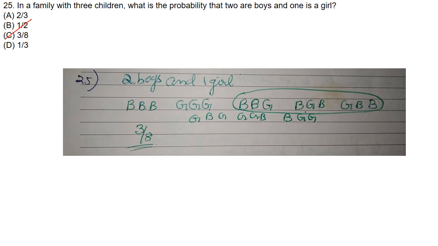Then in a family with three children, what is the probability that 2 are boys and 1 is a girl? So these are the possible events: B, B, B, G, G, G. It can be all 3 girls, or all 3 boys, or 2 boys and 1 girl: a boy in the first, then a girl, then a boy; a girl in the first, then a boy, then a boy. Then these are the other combinations. So out of 8 combinations, you will get 3 favorable events. So 3 by 8 is the probability. Answer is option C.